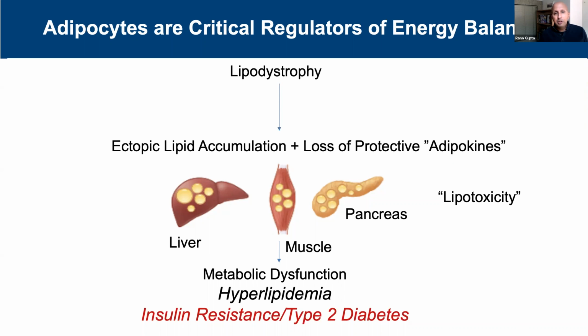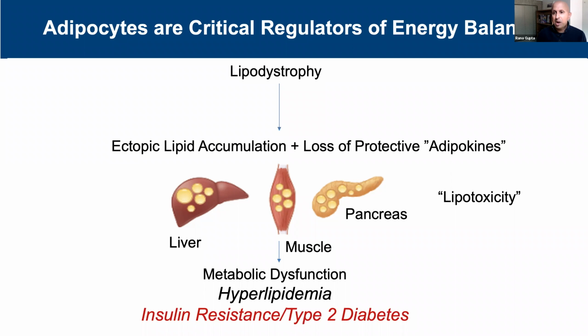They accumulate in other tissues that are not equipped to handle that triglyceride burden. That includes the liver, the skeletal muscle, and the pancreas. And when those tissues are overloaded with lipids, it damages those tissues. We call that lipotoxicity, and that leads to metabolic dysfunction. One such dysfunction is that it breaks the key that allows insulin to drive glucose uptake into those tissues. In other words, not having functional adipose tissue can lead to insulin resistance and type 2 diabetes.